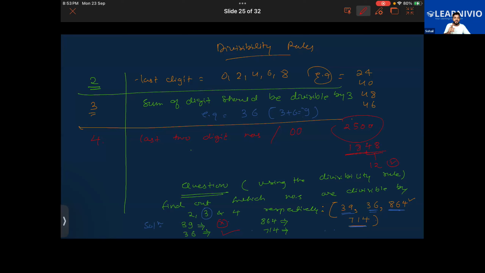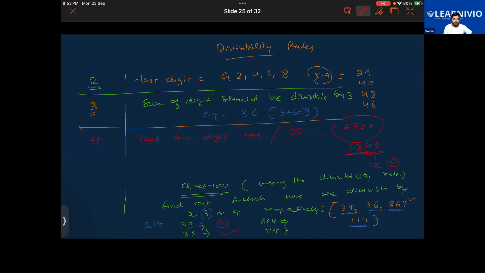See, which two numbers do you have to look at? Tell me which two numbers you have to look at in 864. The last 2 digits. That is 64. So read the table, whether this 64 comes in it or not, whether it will be divisible by 4 or not.